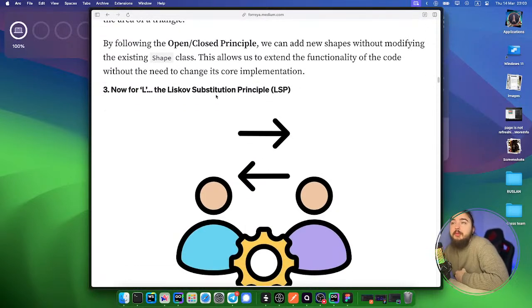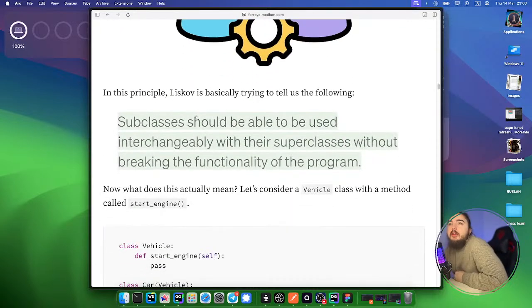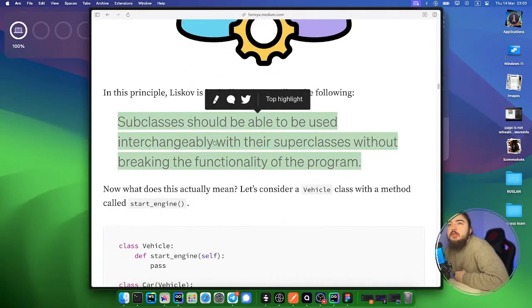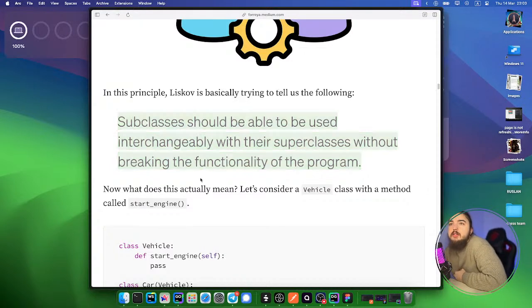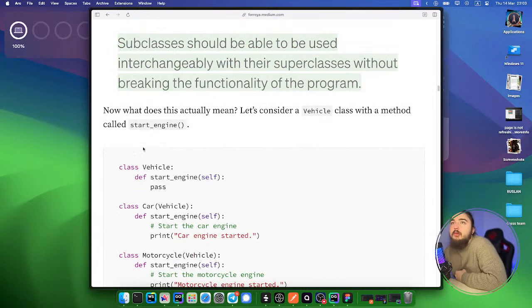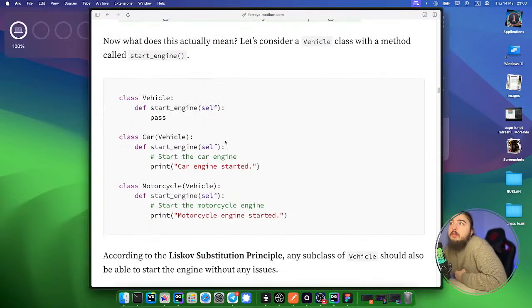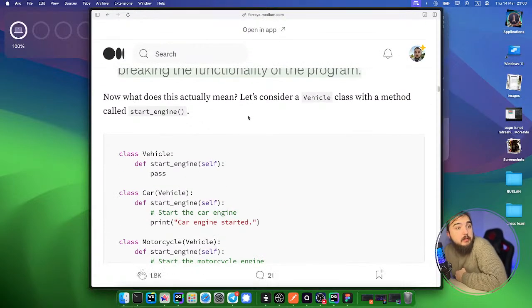It's really good. Liskov substitution principle: subclasses should be able to be used interchangeably with their superclasses without breaking the functionality of the program. Now, what does this actually mean? Let's consider a vehicle.